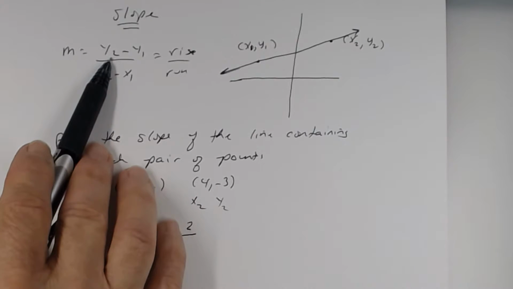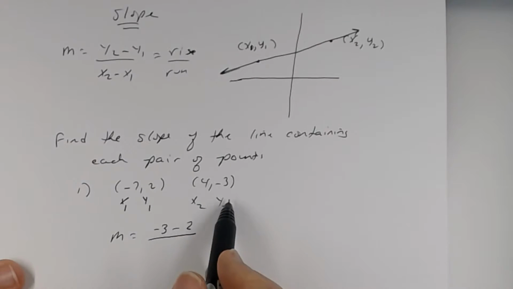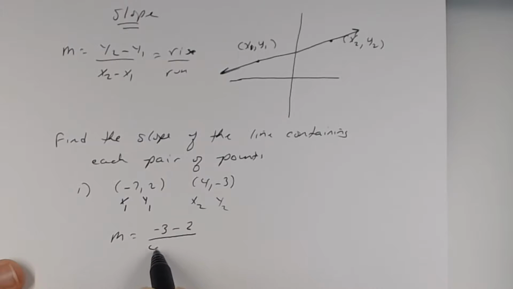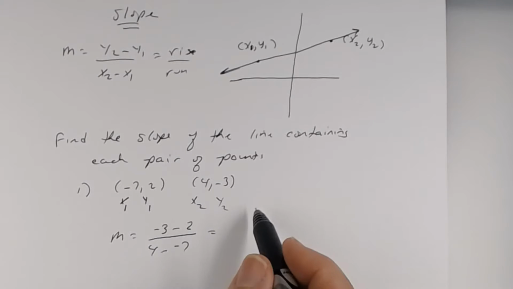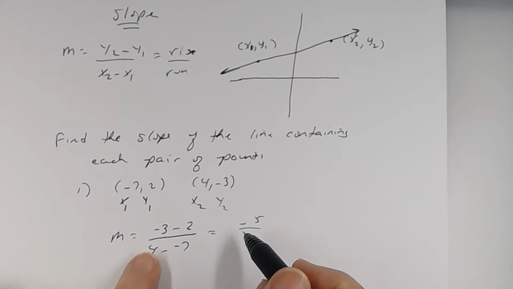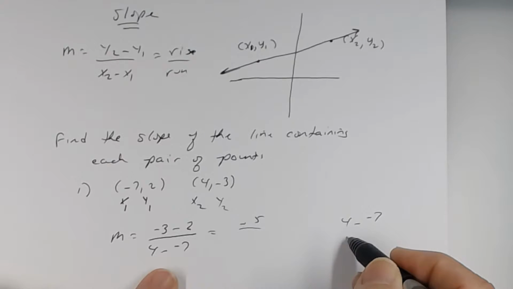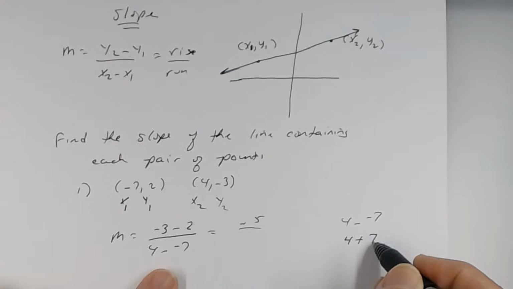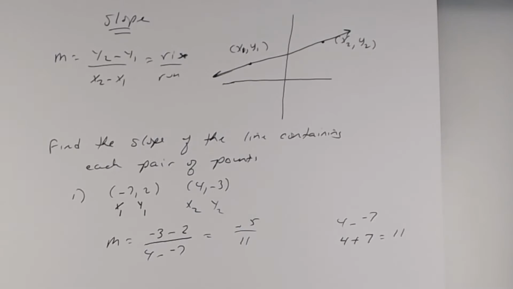So if I started with y2, I've got to start with x2. So what is x2? That's why it helps if you label these. 4 subtract a -7. Okay. Now let's simplify this. What's a -3 minus 2? -5. All right, now be careful with this one. 4 subtract a -7 means the same thing as 4 plus 7, which is what? 11. So what's your slope? -5 over 11. Okay?